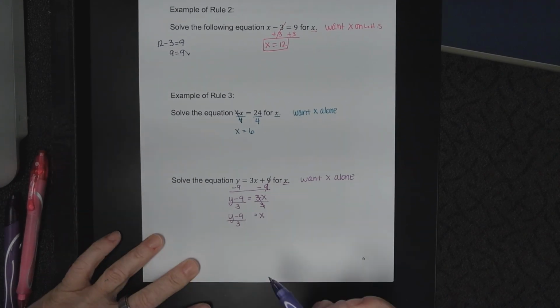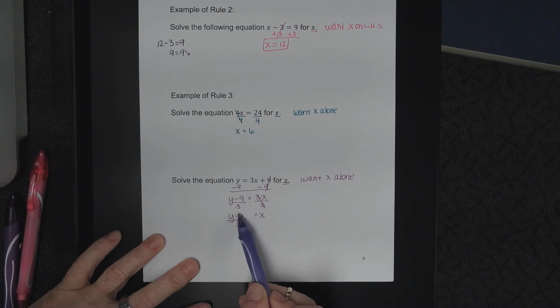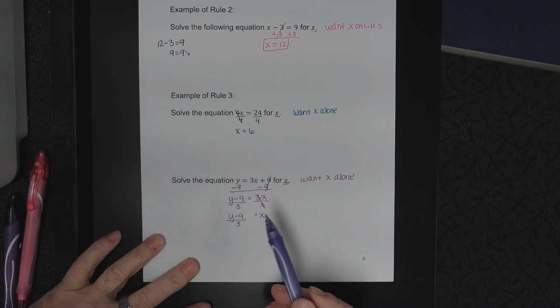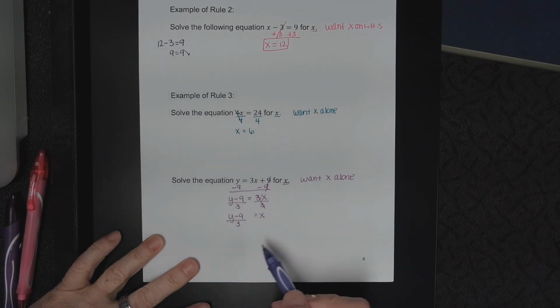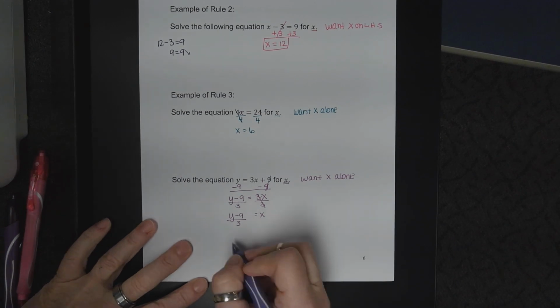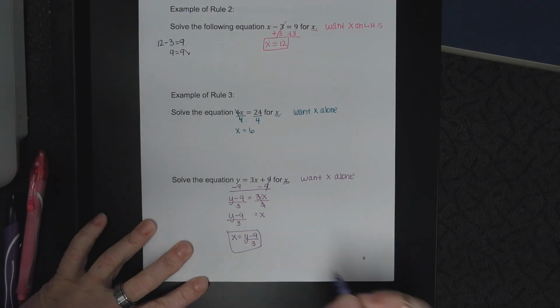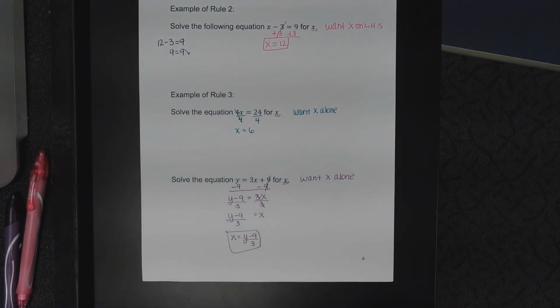Now remember, here, you cannot divide anything because this has a subtraction sign in the middle, right? So we're done, except for, I'm weird like this. This looks a little wonky to me, so I'm going to rewrite it and say x equals y minus 9 over 3. And that would be my answer. Okay? Let's go back up and look at these.